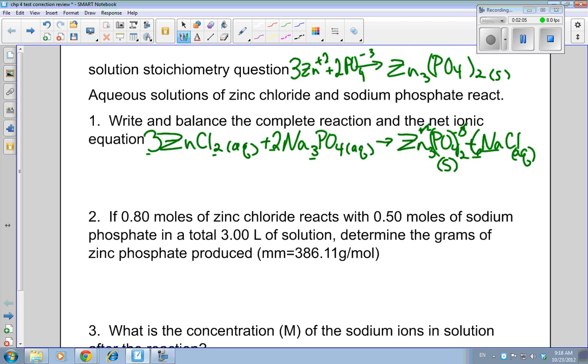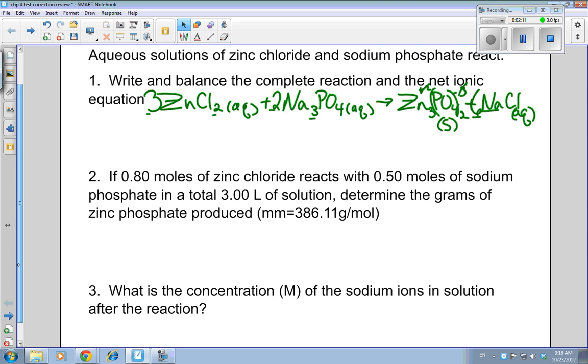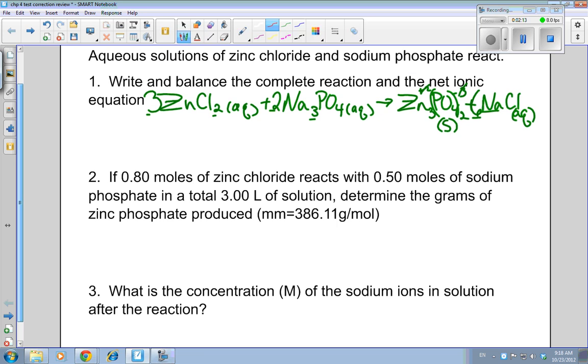Now, when we look at number 2, then we have a problem to work. What's really nice about this problem is it went ahead and gave me moles, just like it did in the test question. So I have 0.8 moles of zinc chloride and 0.5 moles of sodium phosphate. So I'm just going to write them up underneath what I'm given. Zinc chloride, I'm going to go ahead and put it on the BCA table. It's already in moles, so I'm golden.